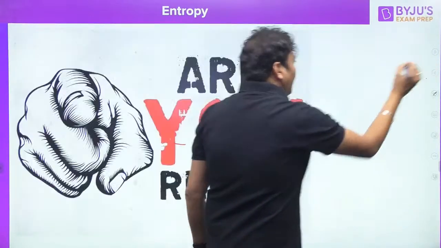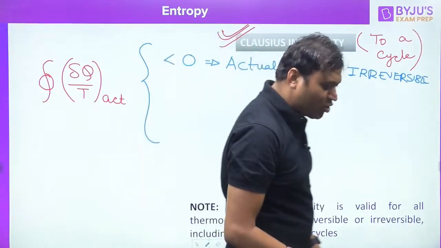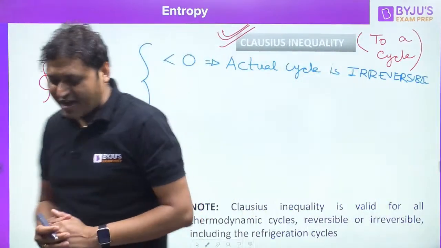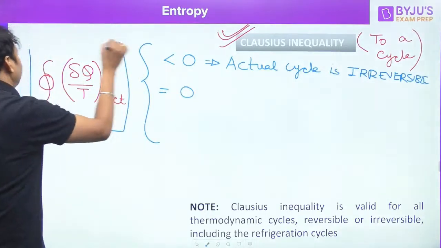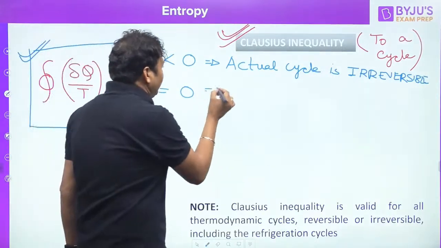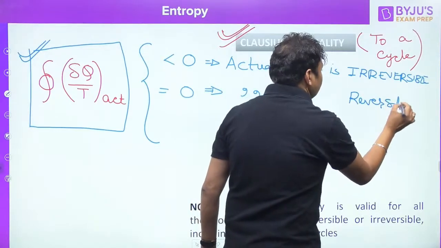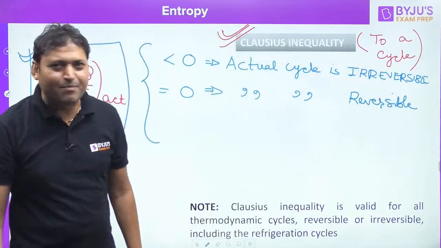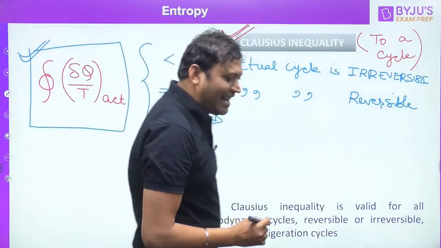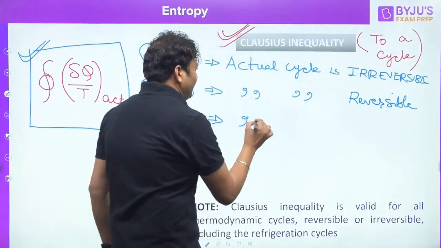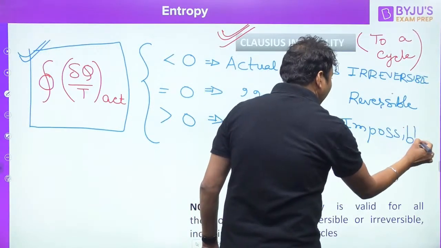What is the actual cycle? If the cyclic integration of del Q by T is coming out to be less than 0, then the actual cycle will be irreversible. We need to calculate this term, and if we are getting it to be 0, then our actual cycle is reversible. And if the cyclic integration of del Q by T is coming out to be positive or greater than 0, in that case our actual cycle will be impossible. That cannot be possible in a cycle.